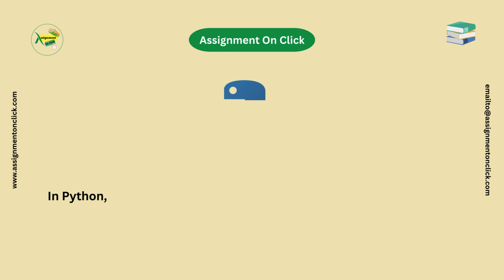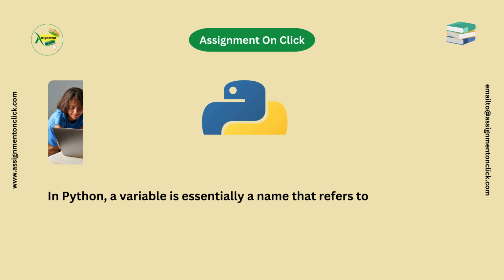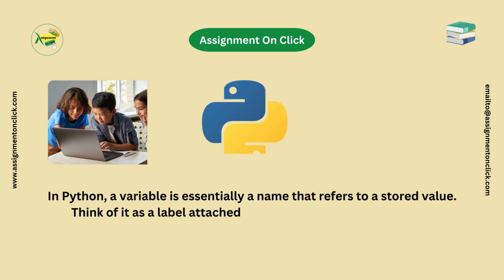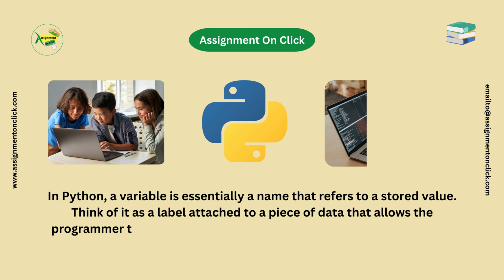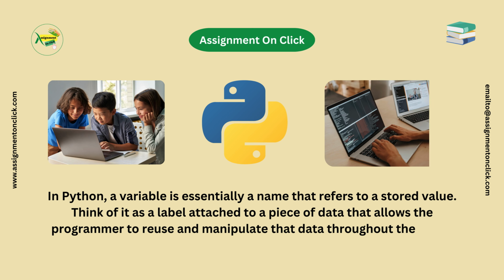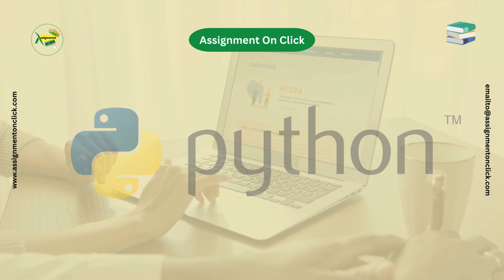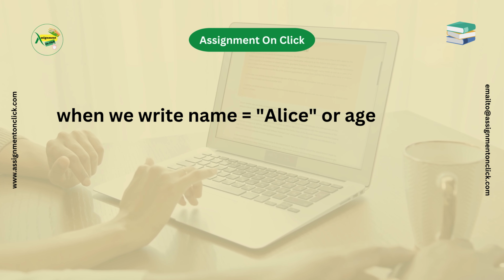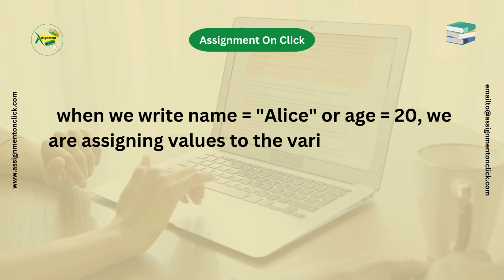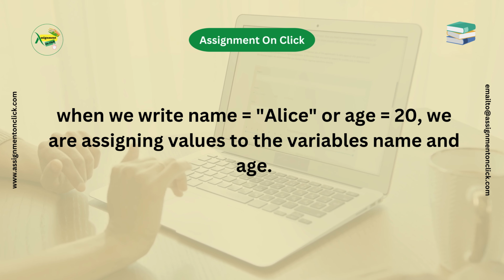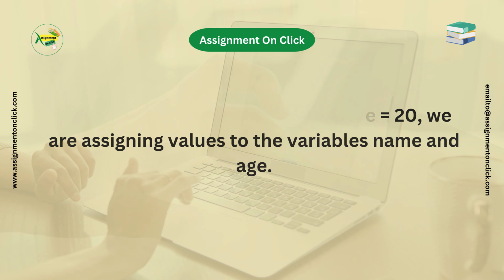In Python, a variable is essentially a name that refers to a stored value. Think of it as a label attached to a piece of data that allows the programmer to reuse and manipulate that data throughout the code. For example, when we write name equals Alice or age equals 20, we are assigning values to the variables name and age.